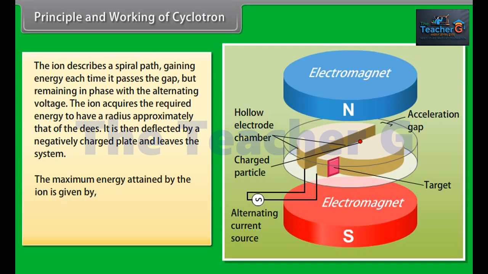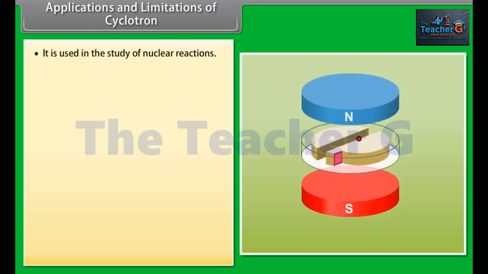The maximum energy attained by the ion is given by B²R²Q²/2m. Applications and limitations of cyclotron. It is used in the study of nuclear reactions.